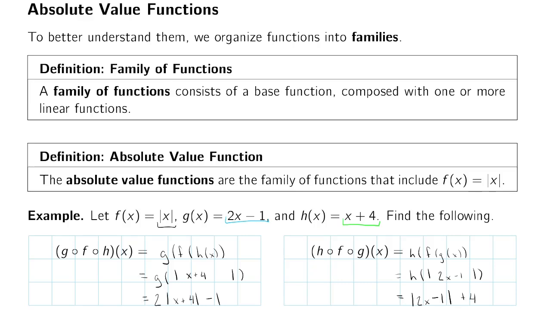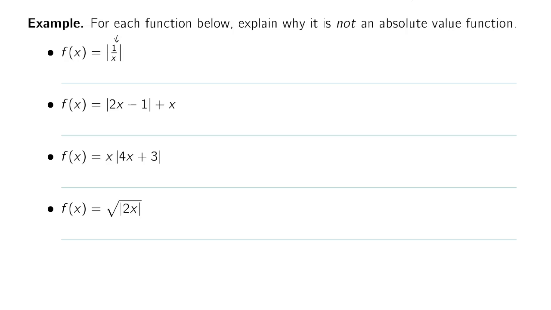So an absolute value function contains an absolute value. It's got linear stuff inside. It's got linear stuff outside. If there's anything else going on, it's not one of these. So this is not an absolute value function because 1 over x is not linear.